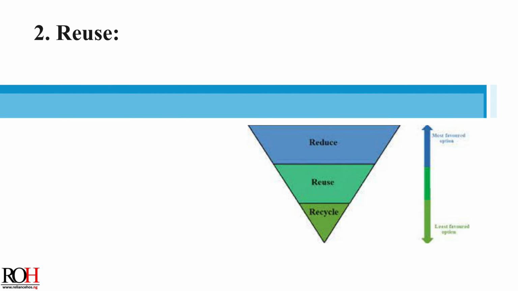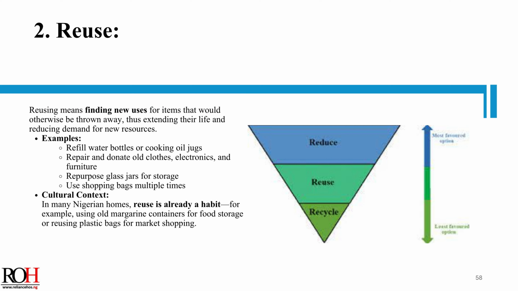2. Reuse. Reusing means finding new uses for items that would otherwise be thrown away, thus extending their life and reducing demand for new resources. Examples: refill water bottles or cooking oil jugs. Repair and donate old clothes, electronics, and furniture. Repurpose glass jars for storage. Use shopping bags multiple times. Cultural context. In many Nigerian homes, reuse is already a habit. For example, using old margarine containers for food storage, or reusing plastic bags for market shopping.